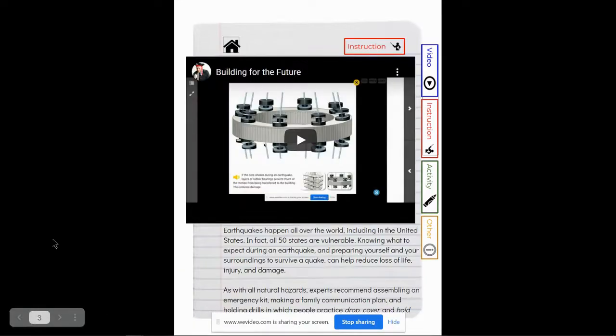Now, all of your instruction is right here on slide 3, and we're really digging in deeply about how earthquakes happen all over the world, including in the United States. In fact, all 50 states are vulnerable. Knowing what to expect during an earthquake and preparing yourself for your surroundings to survive a quake can help reduce loss of life, injury, and damage. And this video is talking about ways that engineers have come up with to help keep buildings upright and safe in the event of an earthquake.